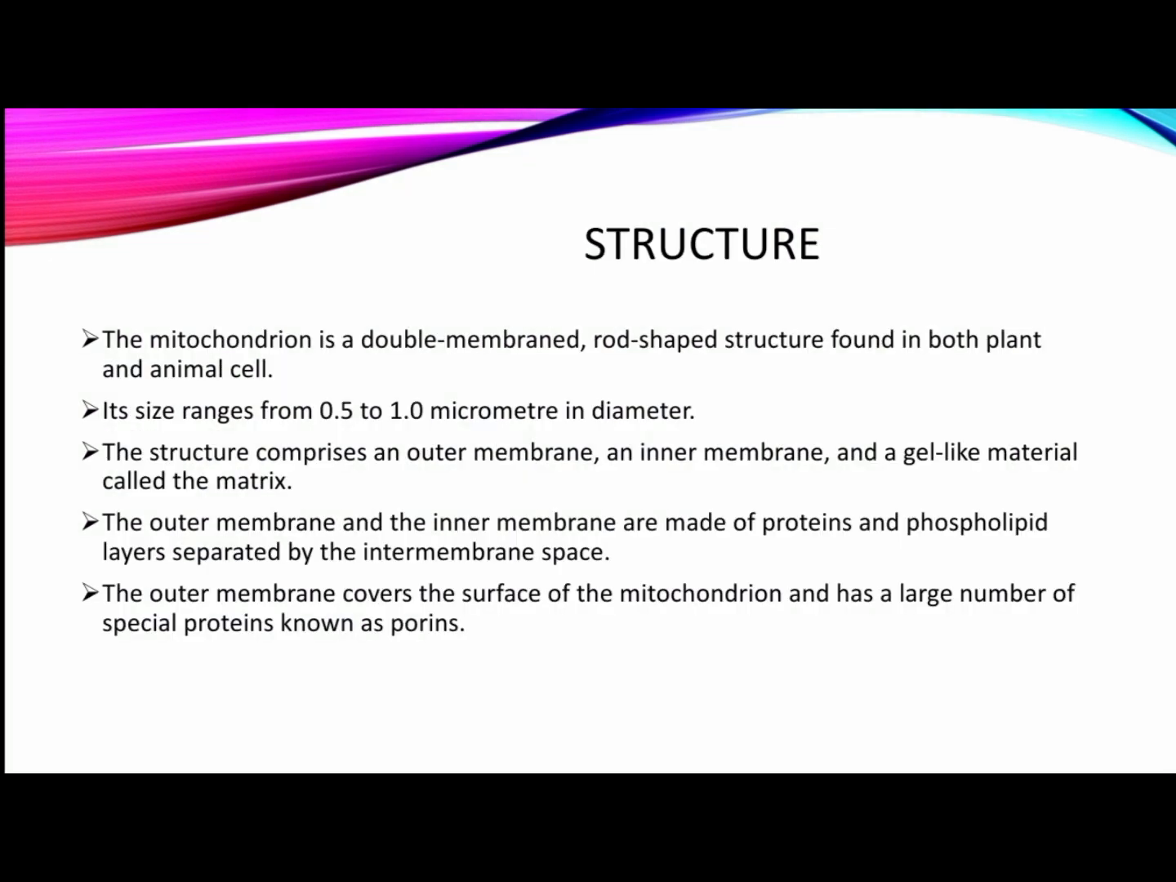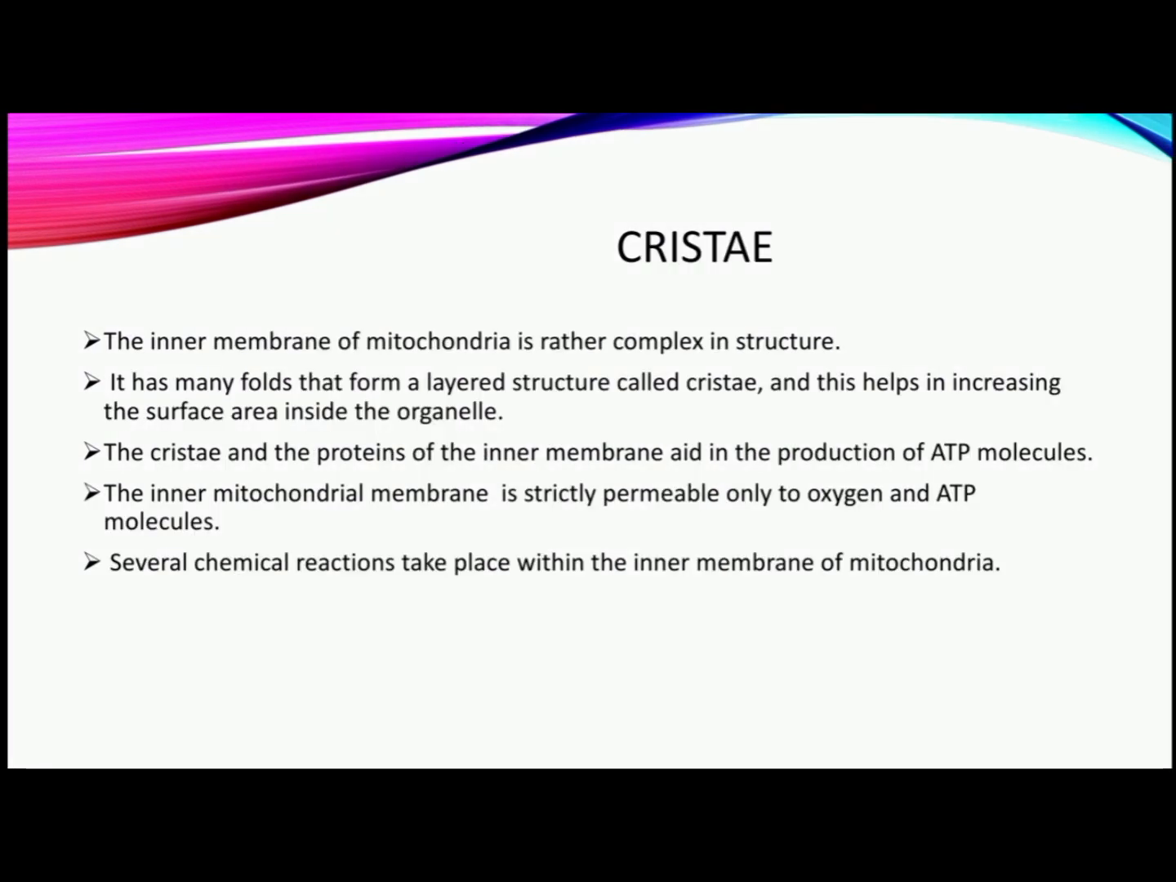Structure. The mitochondrion is a double membraned rod shaped structure found in both plant and animal cells. Its size ranges from 0.5 to 1 micrometer in diameter. The structure comprises an outer membrane, an inner membrane, and a gel like material called the matrix. The outer membrane and the inner membrane are made up of proteins and phospholipid layers separated by the intermembrane space. The outer membrane covers the surface of the mitochondria and has a large number of special proteins called porins.